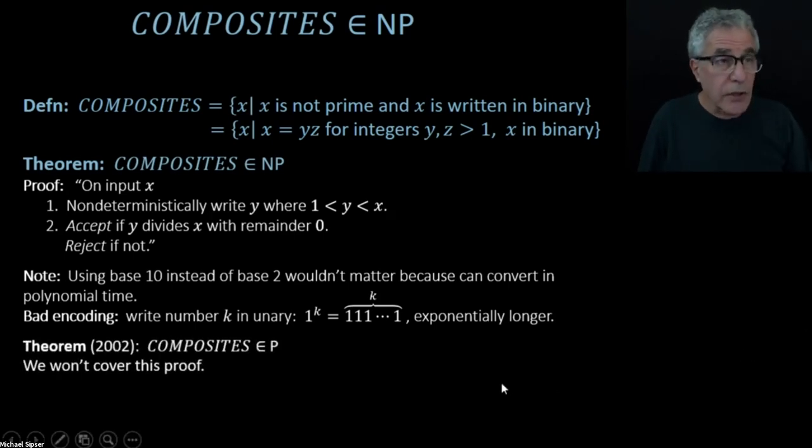And I do want to mention as a side note that the composites language, or primes for that matter, are both in P, but we won't cover that. Whereas the Hamiltonian path problem is not known to be in P, the primes and composites problems are in P. That was actually a very big result in the field, solved by folks at one of the Indian Institutes of Technology almost 20 years ago now.